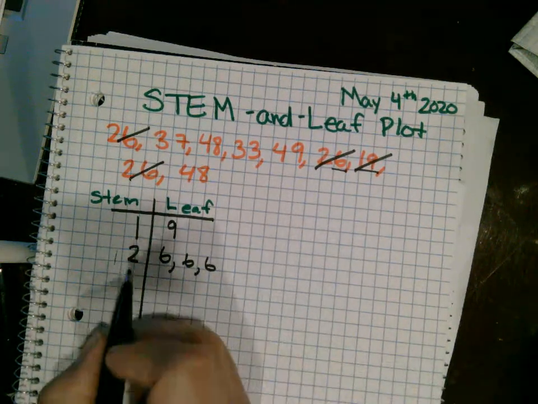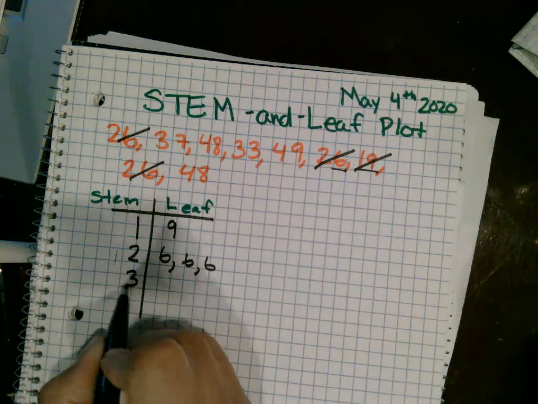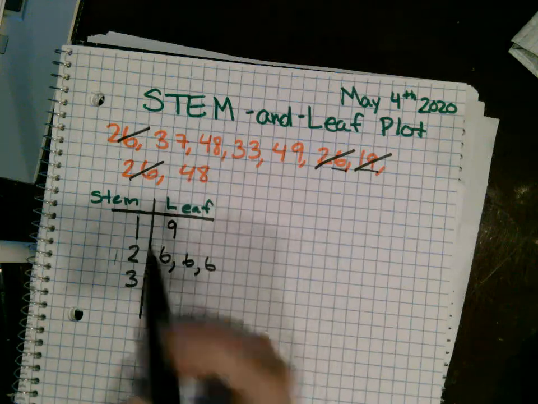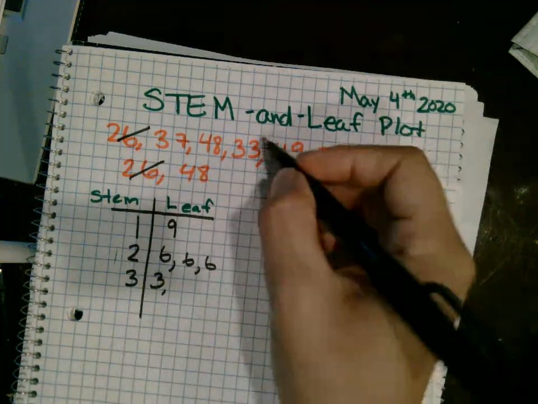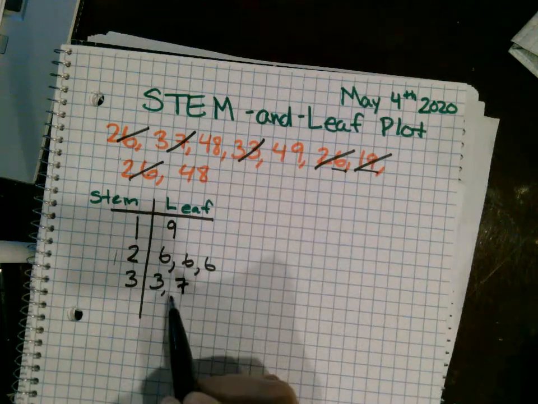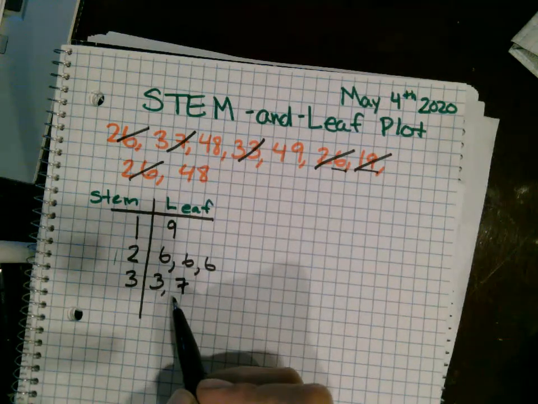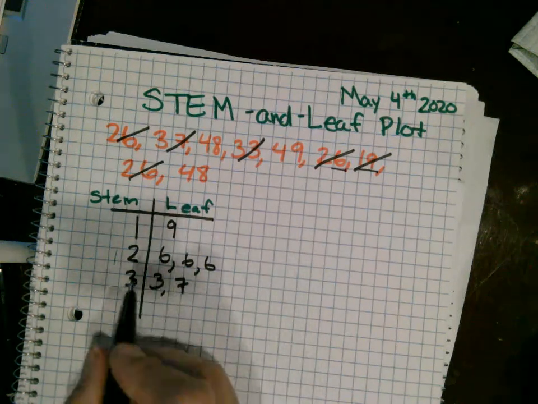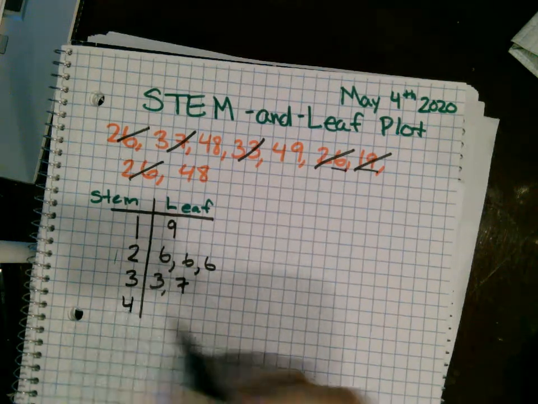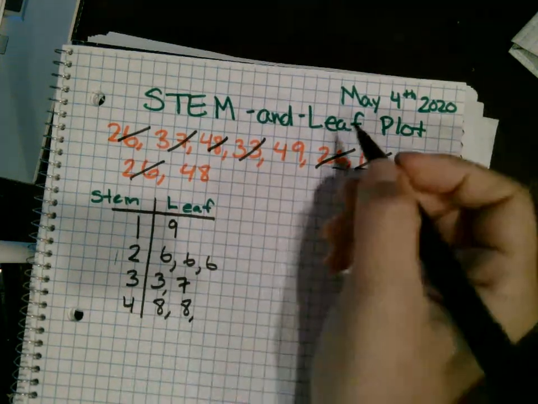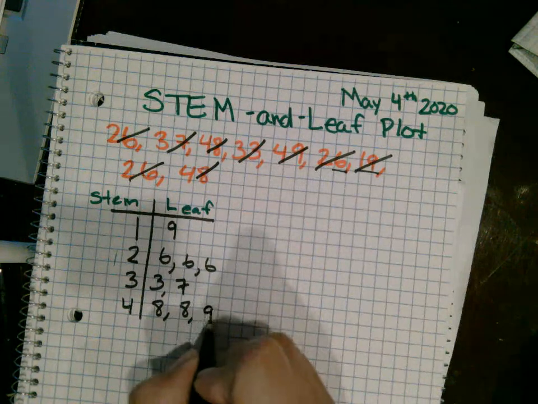All right, now we're going to do the numbers that have a 3 in your tens. 33 and 37. We'll put them in numerical order. So 33 goes first, then 37. So instead of writing 37, you just write the 7. So it saves you having to write that extra 3. Then we go with the numbers that have a 4 in your tens place. We have 48, 48, and 49.